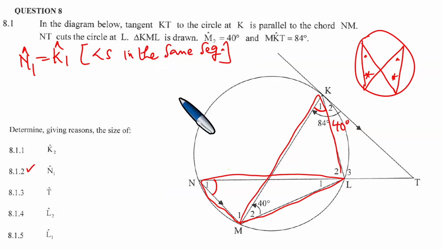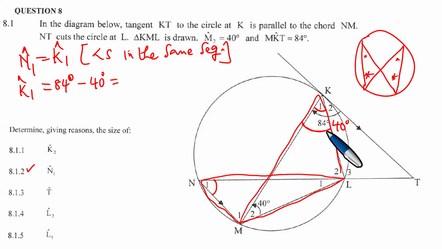Angles in the same side. Okay, what do we do next? The challenge is that we don't know this angle here. We know the whole thing is 84, and we also know this one is 40. So the angle K1 is 84 degrees minus 40 degrees, which is 44 degrees. So 44 degrees plus 40 degrees is 84 degrees. Now we are in business because we found K1.